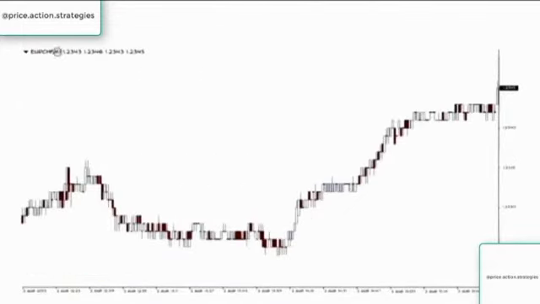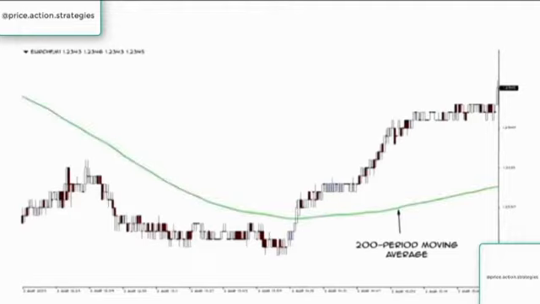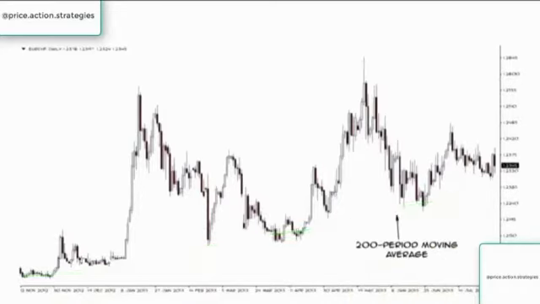That means, on a 1-minute chart, each candlestick shows price movement over 1 minute, so the 200-period moving average is made up of a series of average closing prices for the past 200 minutes. On a daily chart, the 200-period moving average shows a series of average closing prices over the past 200 days.